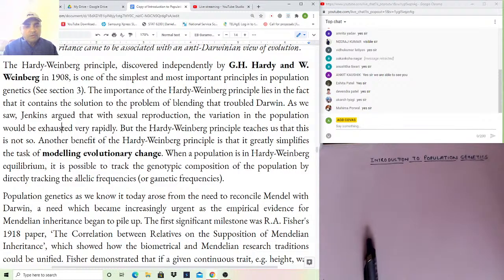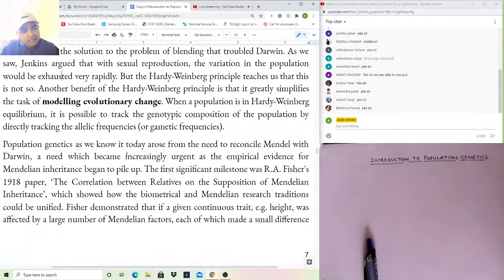Okay, because it is not blending inheritance that can take place; instead, it flows from one generation to another. So when a population is in Hardy-Weinberg equilibrium, it is possible to track the genotypic composition of the population by directly tracking the allelic frequencies. If you know the derivation given by Hardy-Weinberg, it is possible to track the genotypic composition of the population by directly tracking the allelic frequencies.